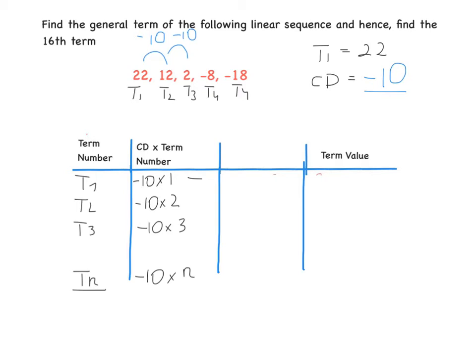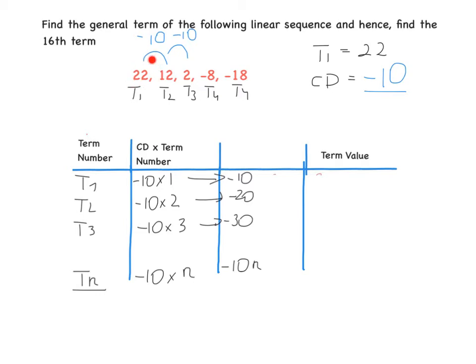Now, if we multiply minus 10 by 1, it's minus 10. If we multiply minus 10 by 2, that's minus 20. If we multiply minus 10 by 3, it's minus 30. Minus 10 by n, it's just minus 10n, okay? And now we need to fill in the last column, the term value, okay? So what's the value for T1, for the first term?